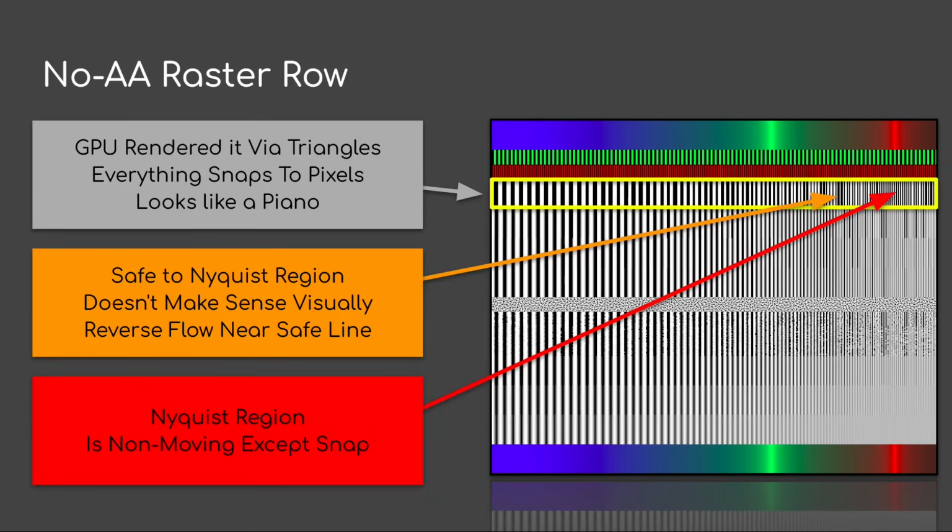Then the first row. This is the no anti-aliasing row. This would be what you get if the GPU rendered the fence with triangles. Everything snaps to pixels. If you take a paused view, it kind of looks like a piano, in a sense, where sometimes the black area is bigger than the white area, sometimes the white area is bigger than the black area. It's very hard to understand what's going on here visually, especially in the safe to Nyquist region. The flow actually looks like it reverses near the safe line. That area is mostly non-moving, except it snaps every once in a while.